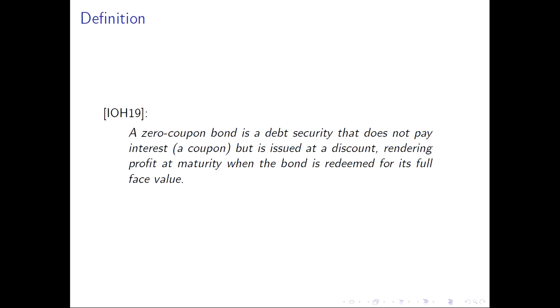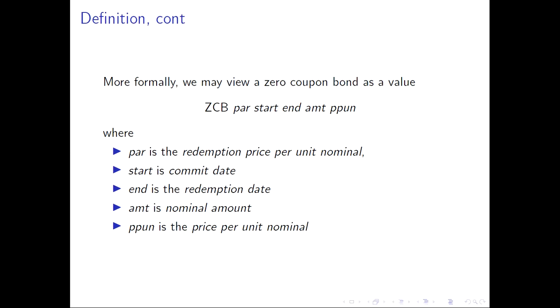Here's our definition. A zero coupon bond, informally, is a debt security that does not pay interest. Any interest will be called a coupon, but it is issued at a discount, rendering profit at maturity when the bond is redeemed with full face value.